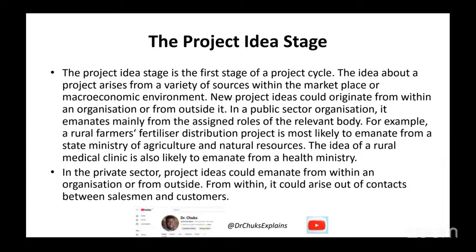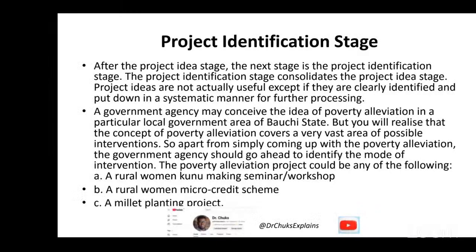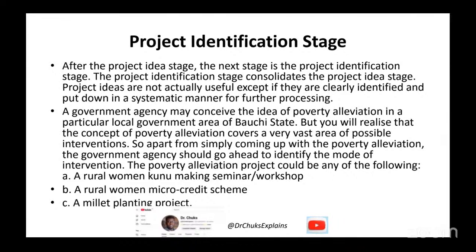All right. So in a private sector, project ideas could emanate from within the organization or from outside the organization. From within it, it could arise out of contact between salesmen and customers. And from outside, it could emanate when they try to execute projects, when they interact with competitors, when they are affected by the external environment. Okay, this is how ideas for projects can come or may arise. And that project idea stage is the first stage. The second stage is the project identification stage.